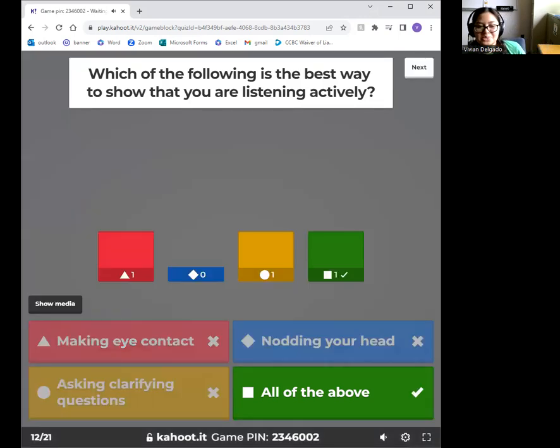Making eye contact is a way. And so is asking clarifying questions. But all of the above are correct. Because if you're making eye contact, you're nodding your head and you're asking clarifying questions, you're using your nonverbal cues that lets the speaker know that you are paying attention and that you're interested in what they have to say.